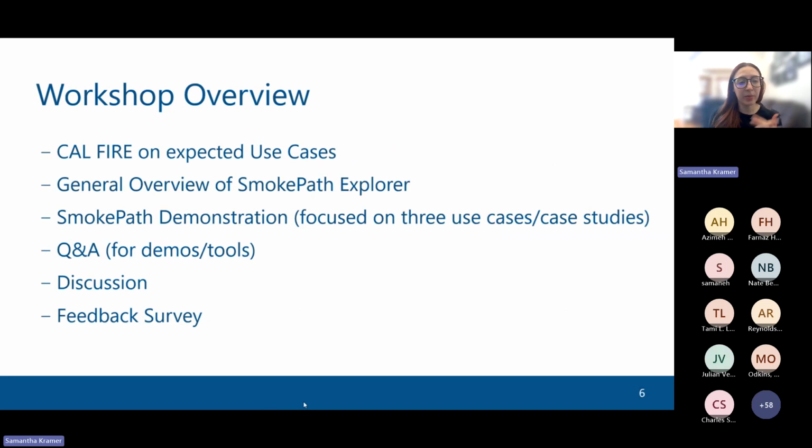So today, we'll hear next from CAL FIRE on some background on prescribed fire and potential uses of this work. Then I'll go on to a general overview of the SmokePath Explorer. We'll then focus on specific use cases and examples and how you can use it tomorrow if you wanted to. And then, of course, we'll have time for Q&A, discussion, and if you're willing, a very, very short optional survey so that you can tell us what tools you would prefer or want integrated into the tool to make it more useful in the future.